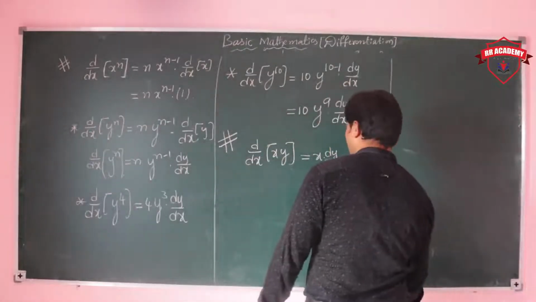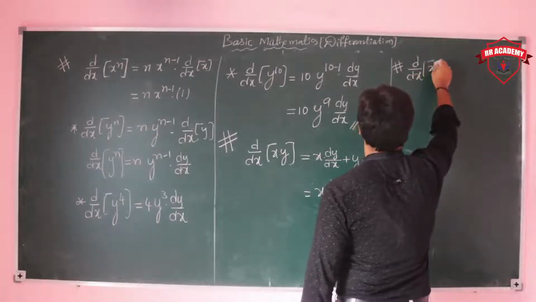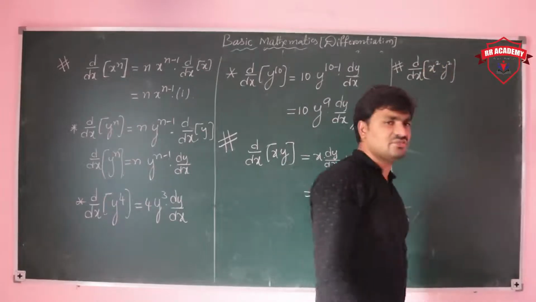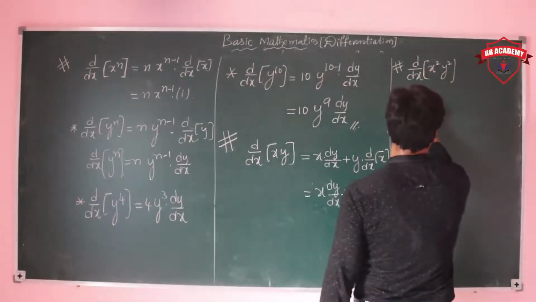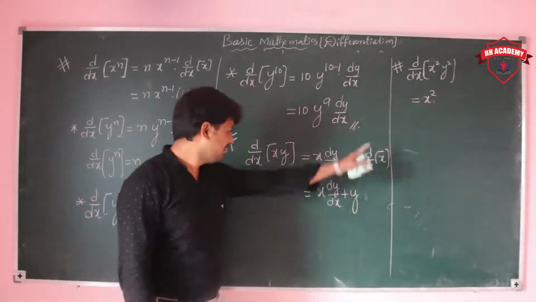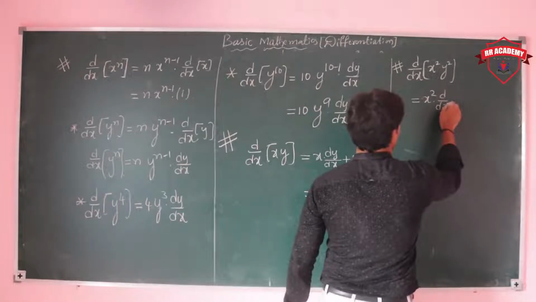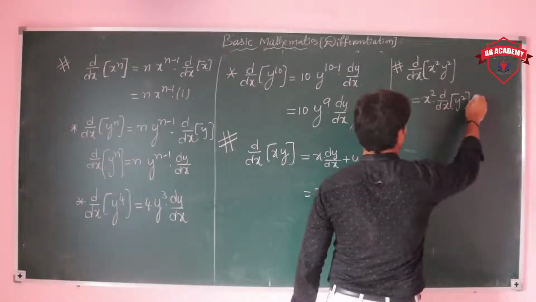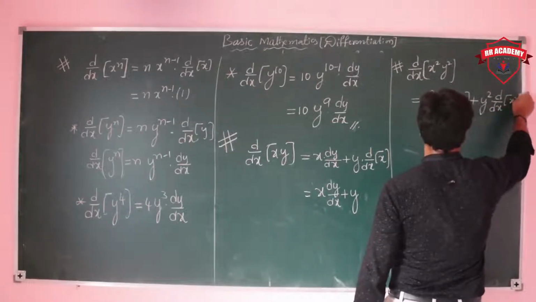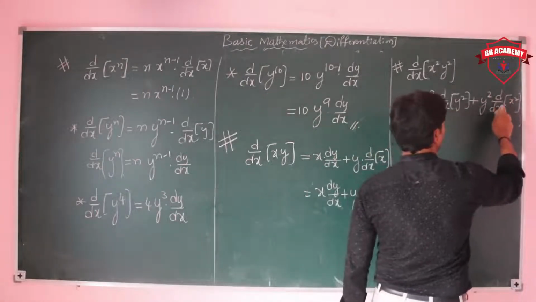Take one more example here. For example, you have d by dx of x square into y square. X square into y square means what we are taking here. First you can imagine u into d by dx of y square plus y square into d by dx of x square, which means u into dv by dx plus v into du by dx.